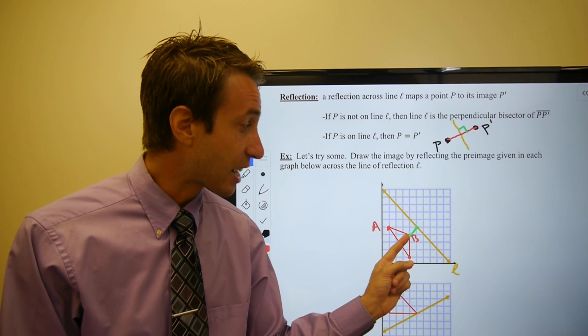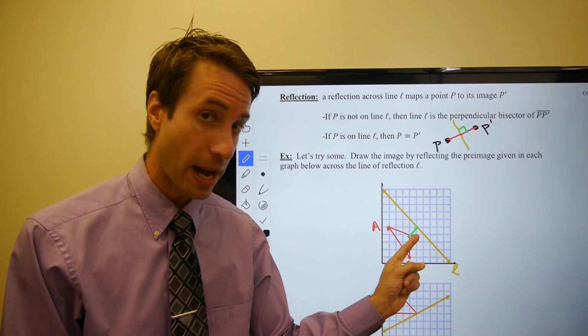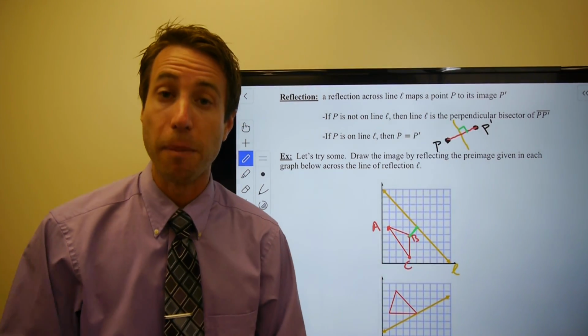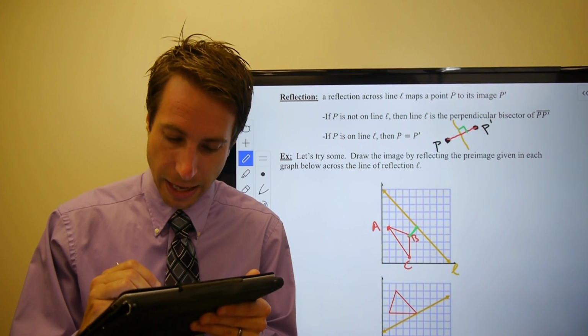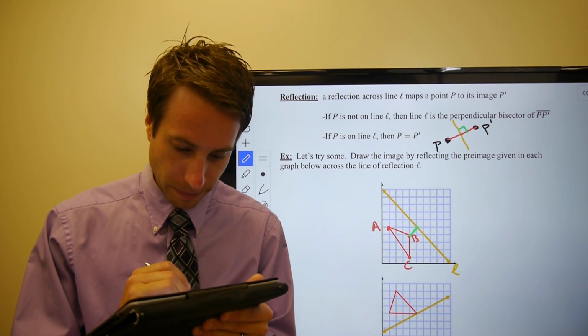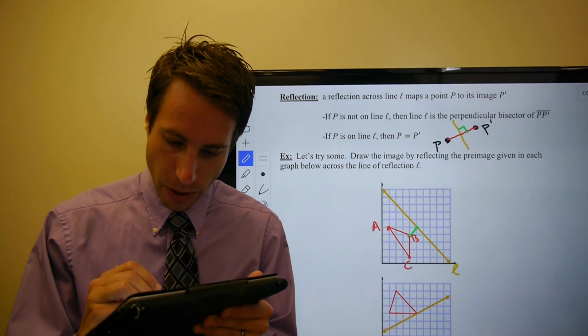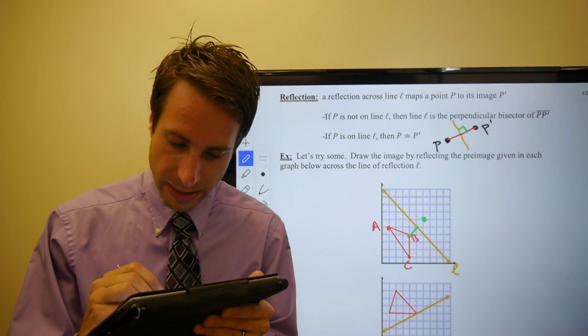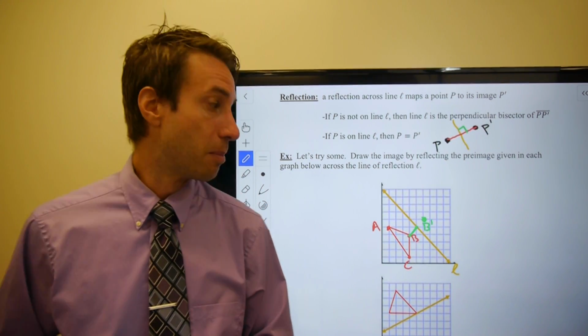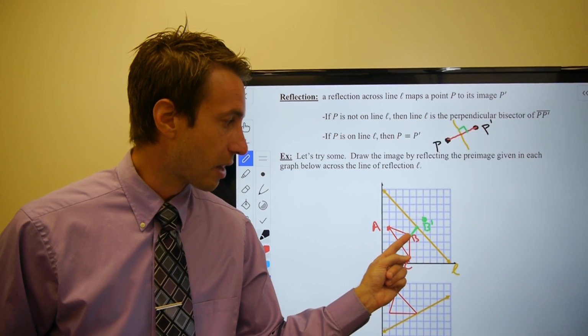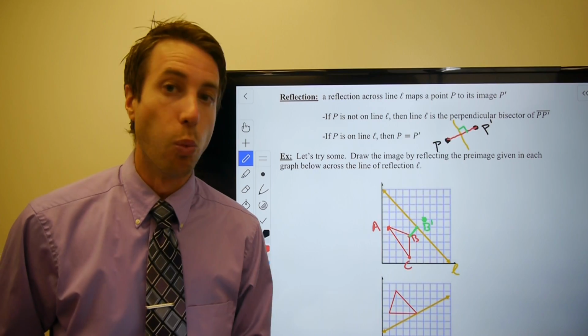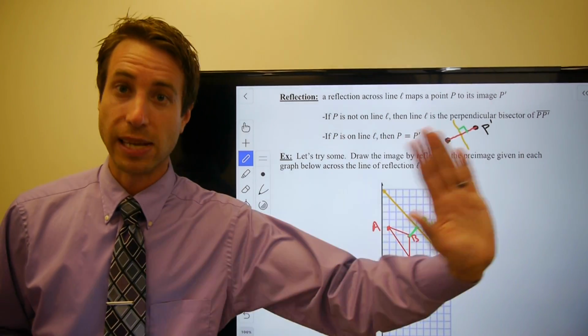Well, all I do is I go 1 unit to the right and 1 unit up. So, do the exact same thing on the opposite side. 1 unit to the right, 1 unit up is going to get me B prime. So from B to the line of reflection, there's my perpendicular line, which is 1 unit over, 1 unit up. Do the same thing on the other side.